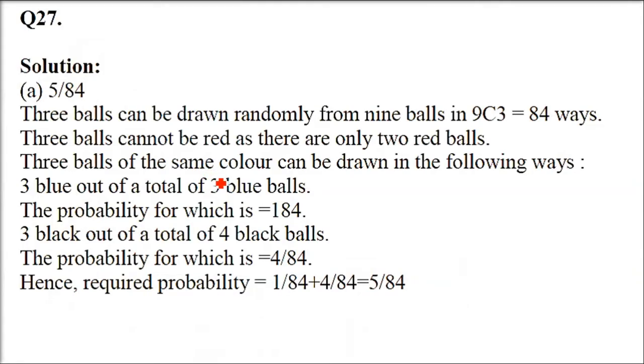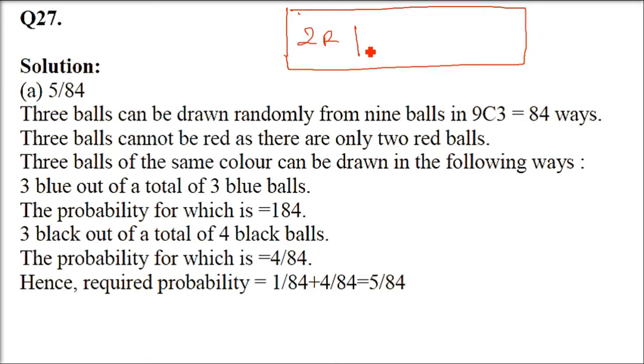27th is an urn. Urn, you can think of it as a box only. Contains 9 balls, 2 of which are red, 3 blue, 4 black. 3 balls are drawn at random. The probability that they are of the same color is. So here there are 9 balls. 2 of them red, 3 of them blue, and 4 of them black.